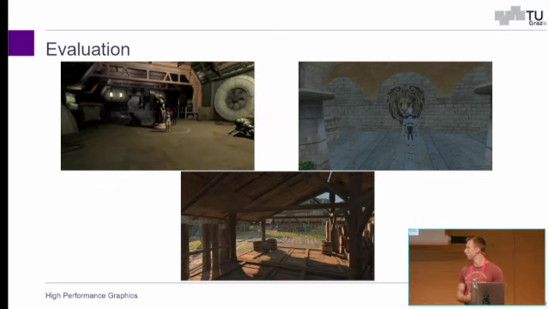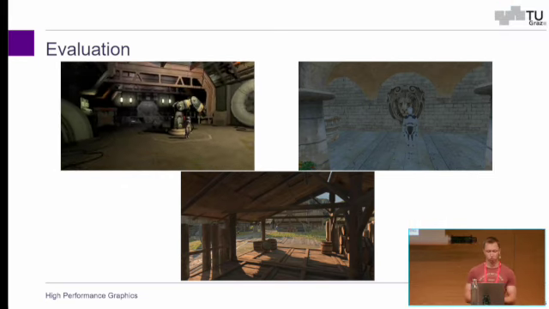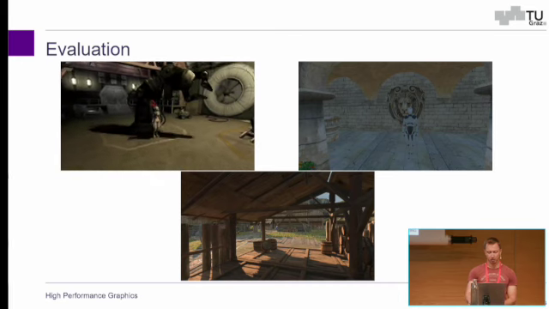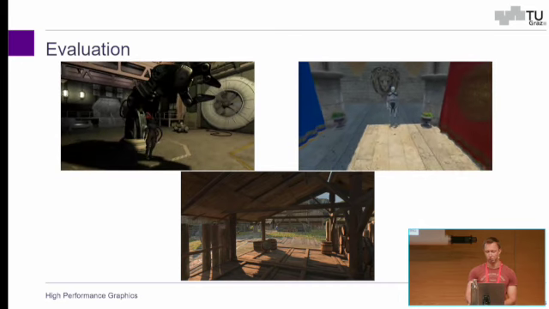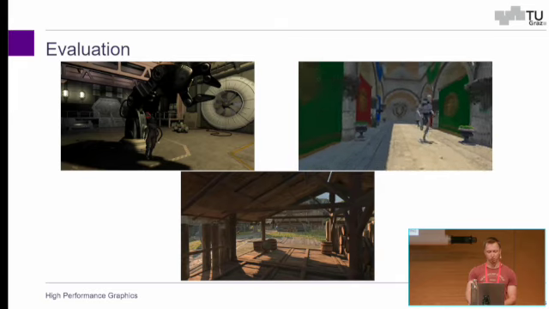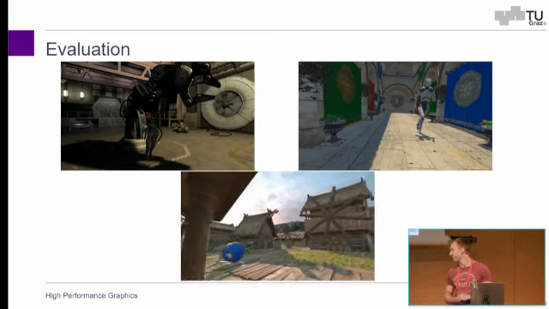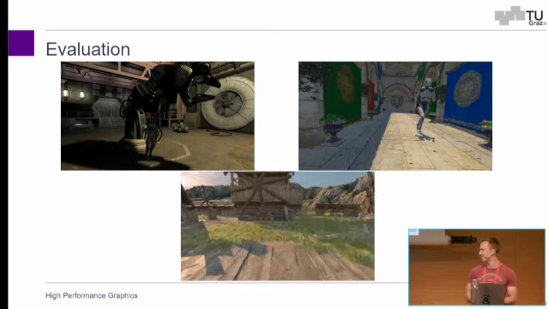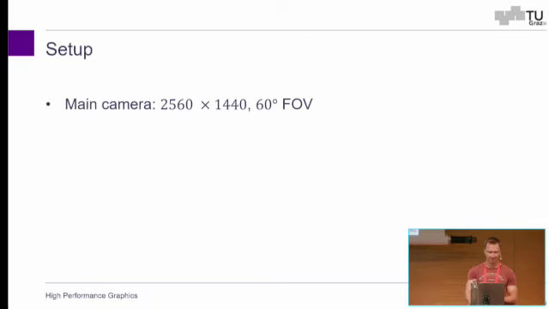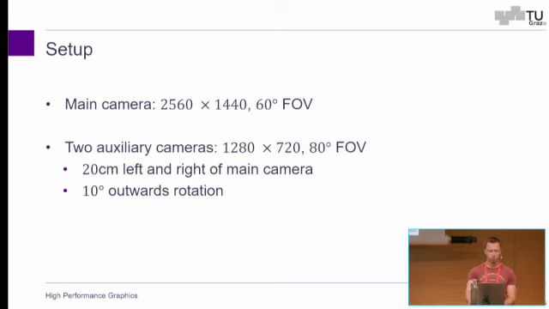For our evaluation, we used 3 scenes. First one here being Robot Lab. The second one you've already seen, the sponsor scene. And lastly, we also tested on a custom Viking village where we just added some random moving objects. For our setup, we used a 1440p main camera with 60 degrees field of view. We also have 2 auxiliary cameras that render at a lower resolution, 720p, and have 80 degrees field of view.